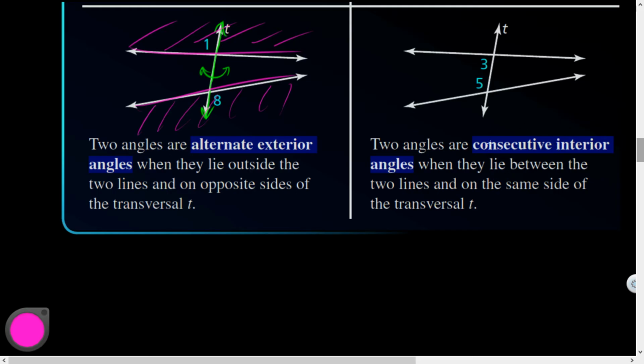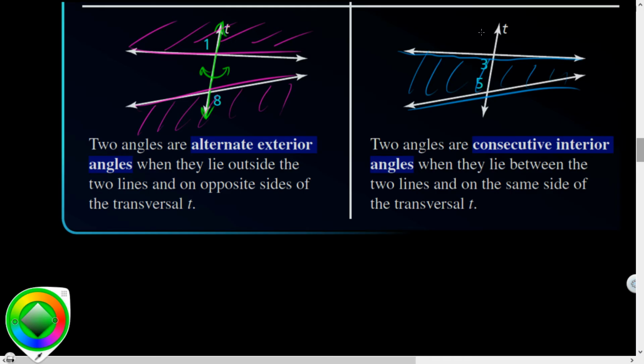And then consecutive interior angles, which some books even call same side interior angles. Those ones are interior once again, so they're going to be on the inside of the two lines that are intersected by the transversal. And notice they're on the same side. Same side. They're consecutive interior angles.